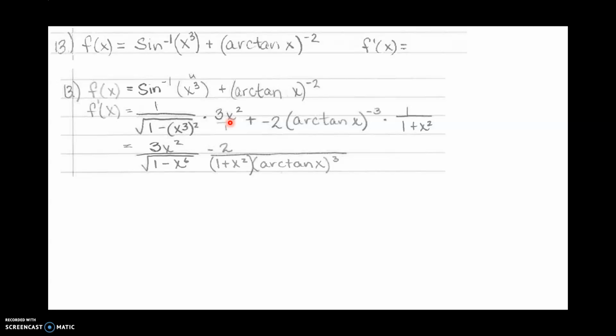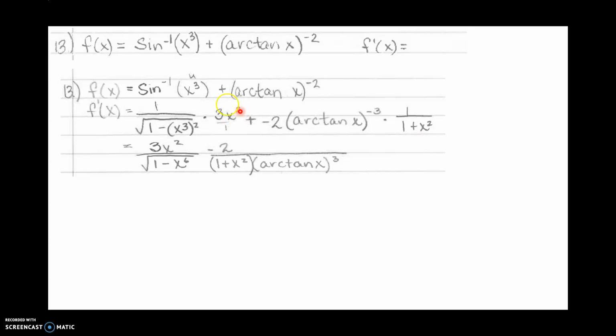All right, over here, I don't have a quantity in terms of inverse tangent of x. I have something raised to the negative 2. All right, so anything raised to the negative 2 is going to be negative 2, that thing to the negative 3. So that's the derivative of the outside, and then I need the derivative of that thing. So the derivative of arctan x would just be its formula, 1 over 1 plus x squared.